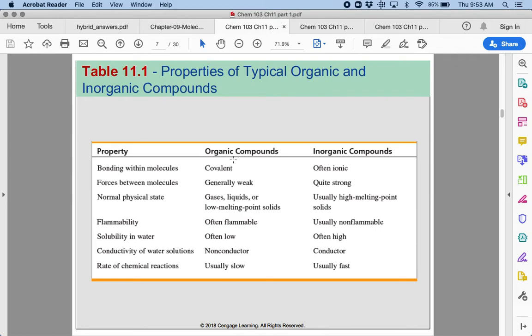The bonding within the molecule. Well, an organic compound is going to be covalent, where inorganic compounds are pretty much always going to be ionic. The forces between the molecules. Think about this. This is an intermolecular force we're talking about. If it's covalent, that means we're going to have London dispersion, because we know everything has London dispersion. It might be polar, so it might have some dipole interactions, and it might have an OH bond or something like that, so it might have some hydrogen bonding.